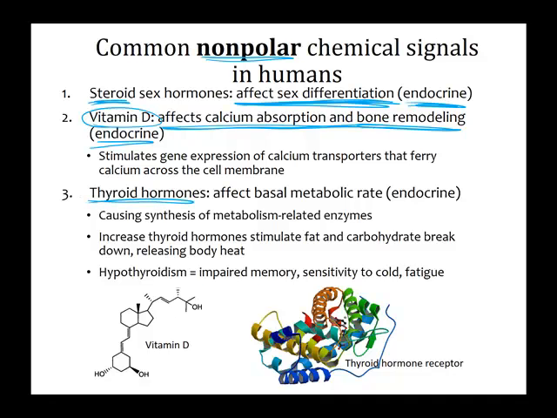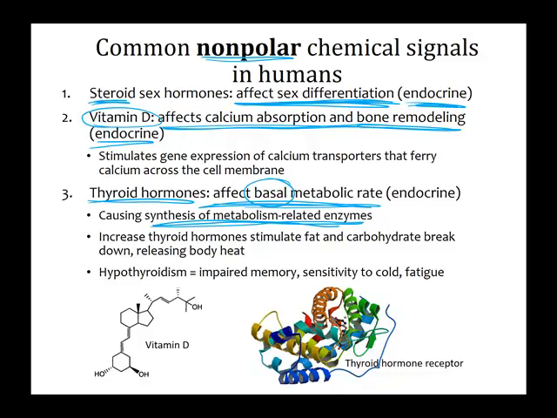Thyroid hormone is another one. Thyroid hormone affects your basal, which means baseline or basic, metabolic rate. Thyroid hormone is produced by your thyroid gland. It's right at the base of your neck, kind of right above your collarbones. And what thyroid hormone does is it causes us to create enzymes related to metabolism. So metabolism includes things like glycolysis and the TCA cycle and the electron transport chain. So we will start making more enzymes involved in all those processes.